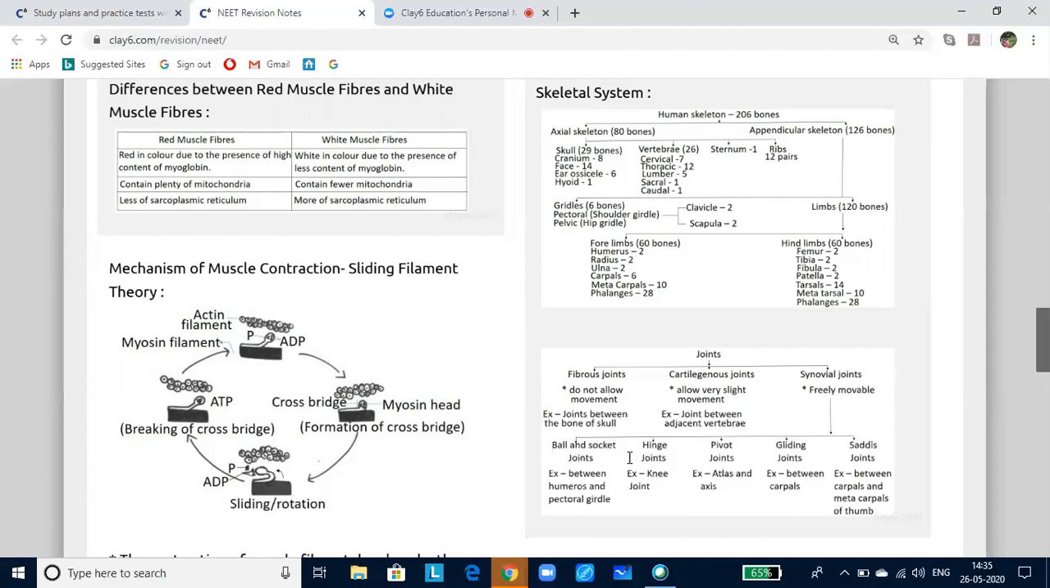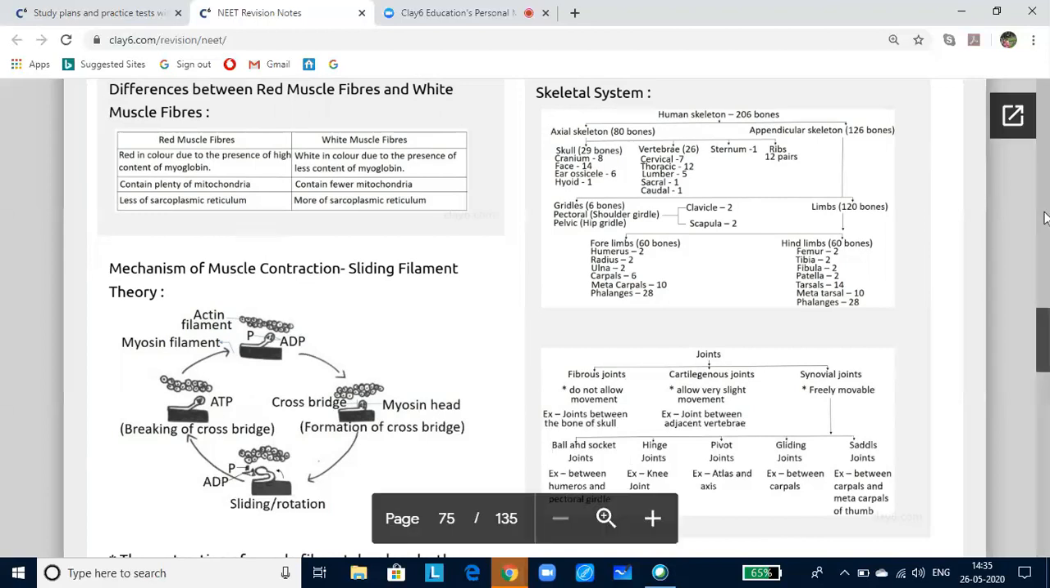Now let us look into the human skeletal system. The total number of bones in the adult human is 206. The axial skeleton is composed of 80 bones. Appendicular skeleton consists of 126 bones. The number of bones in the skull of human is 28. That is, cranium bones 8, facial bones 14, and ear ossicles 6.